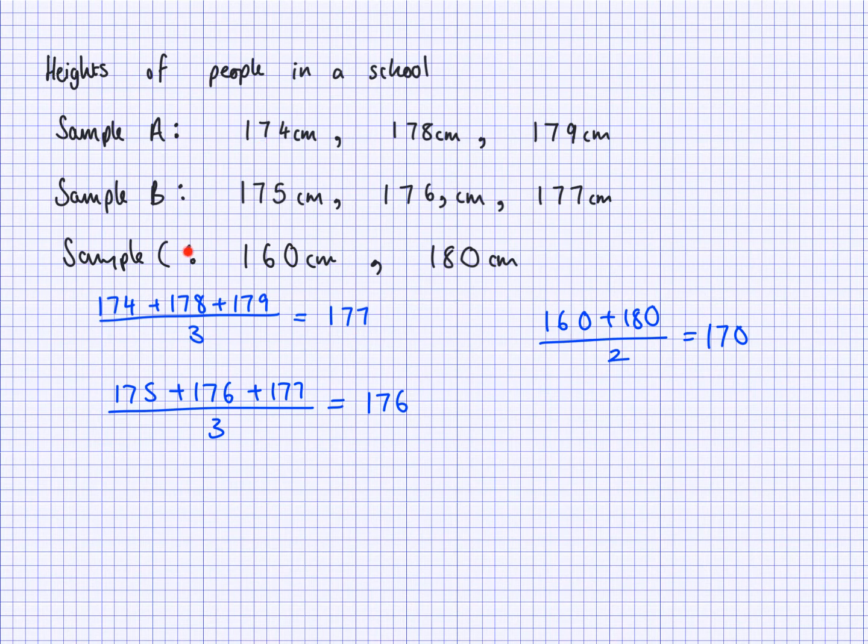Okay, we haven't even got the whole population here. We might even have people shorter than 160 and people taller than 180 as well. Okay, so notice that the sample means are much closer together than the individual values from the population.